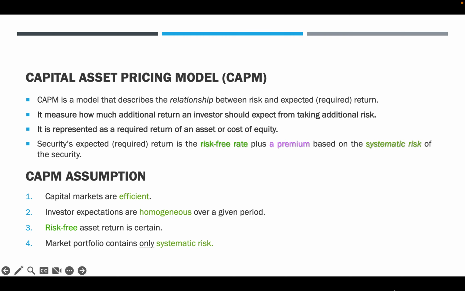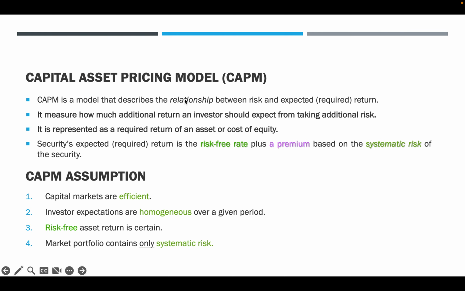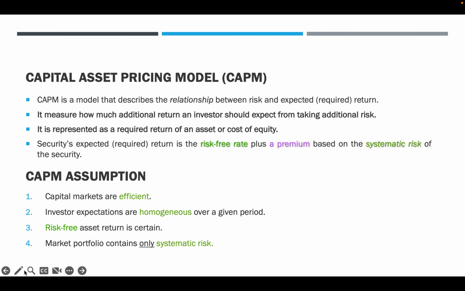Okay, the second part of chapter 6 is the capital asset pricing model and security market line. So, what is the capital asset pricing model? It's a model that describes the relationship between risk and expected required rate of return. It measures how much additional return an investor should expect from taking additional risk, and it is represented as the required return of an asset or cost of equity.